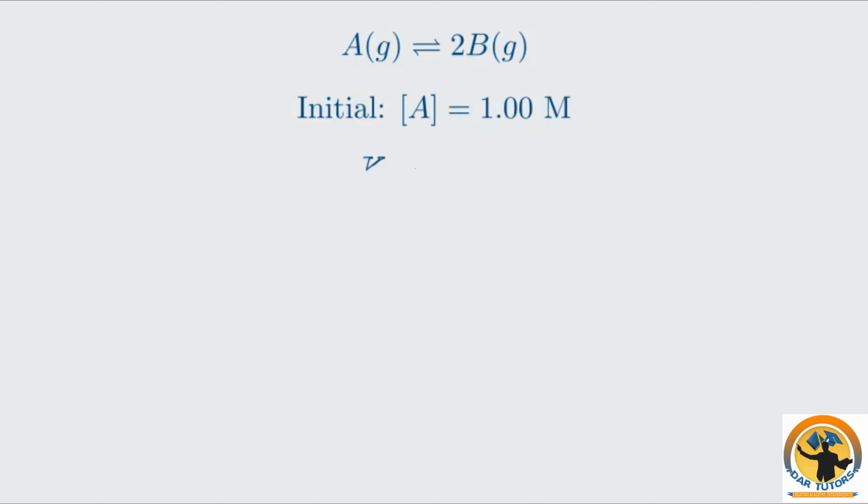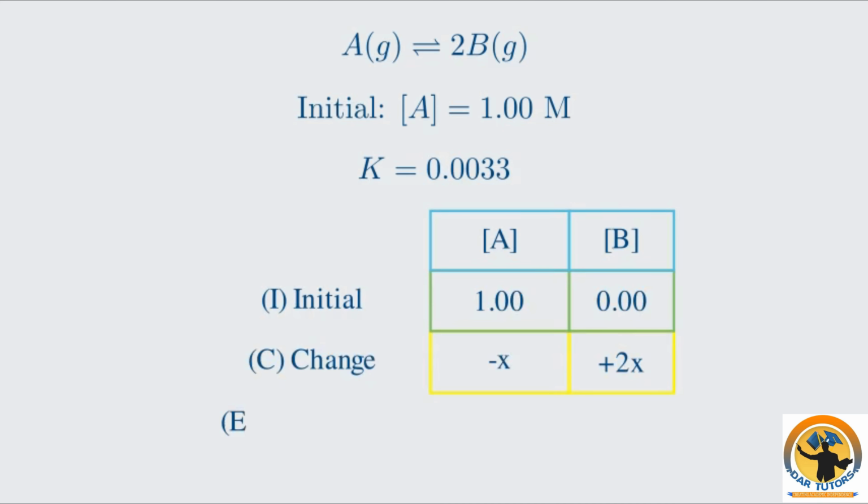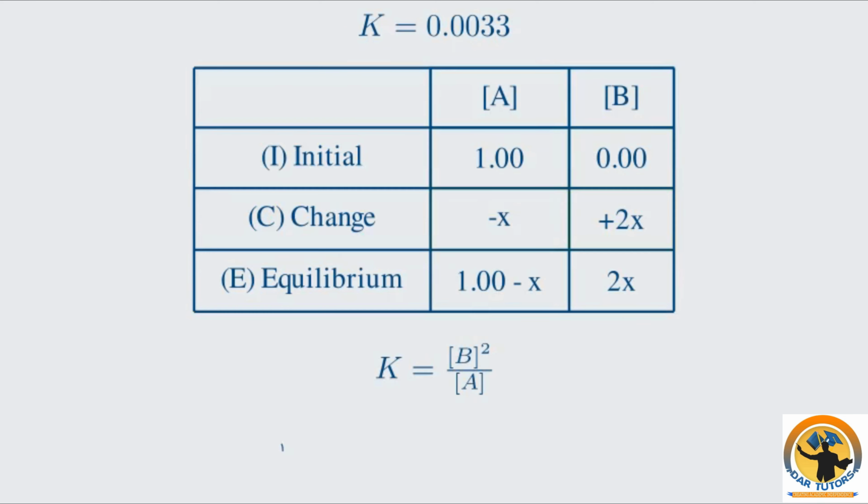Suppose we have the reaction A in equilibrium with 2B. We start with 1.0 M A, and we want to find the equilibrium concentrations. We find the equilibrium constant K is 0.033. We set up our ICE table using a change of minus x for A and plus 2x for B, giving equilibrium concentrations of 1 minus x and 2x. Substituting these into the K expression, we get 0.033 equals 4x squared over 1.0 minus x. This would require the quadratic formula to solve for x.